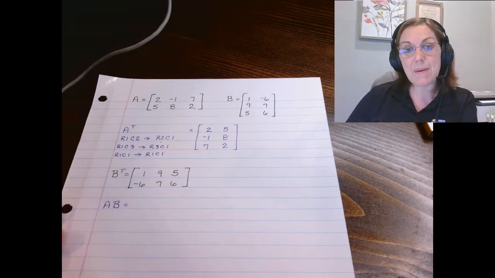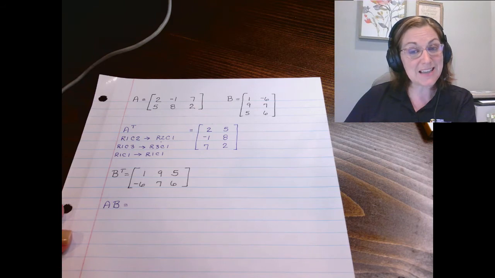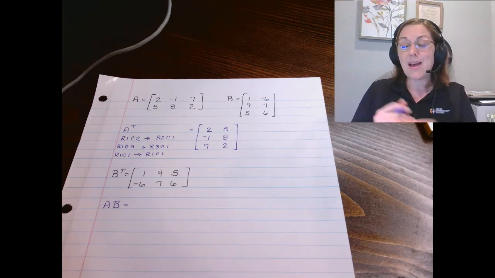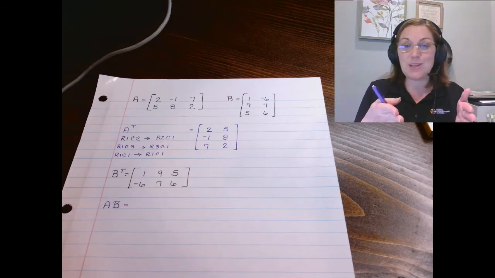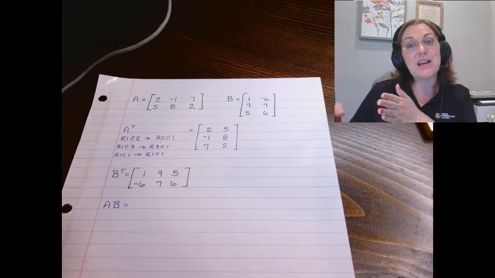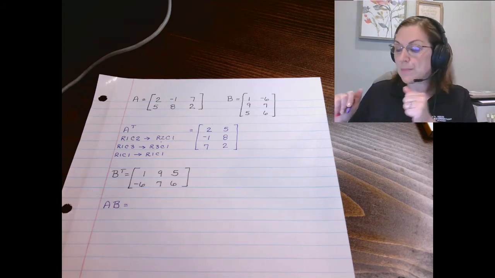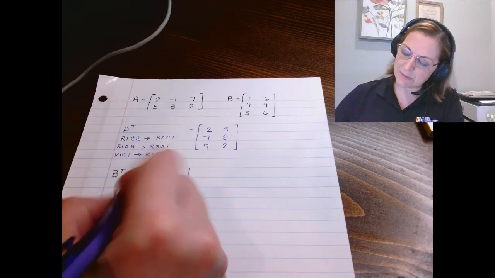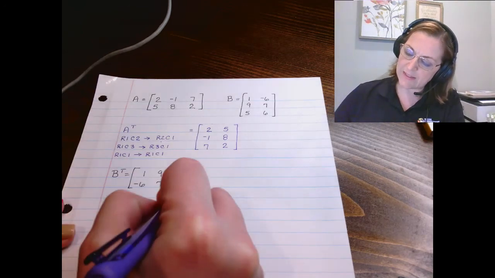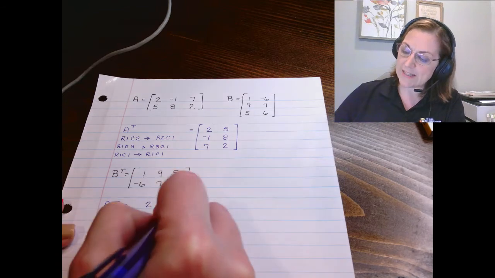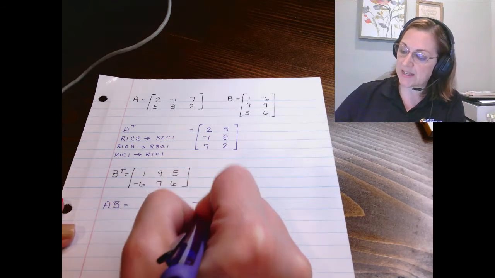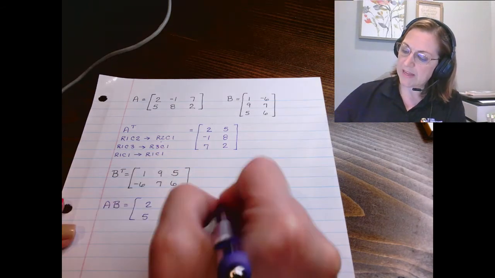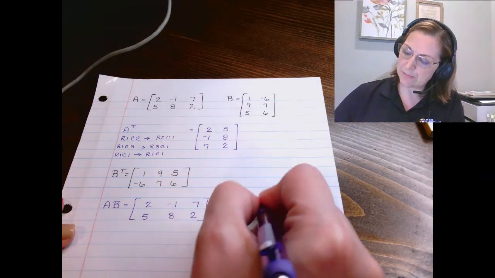Something you must know about matrix multiplication is that it's not commutative. That simply means that when you multiply A times B, you're not going to get the same thing as B times A. You're going to get a different answer. So the order matters. When we do A times B, I like to go ahead and write them, the matrices, because again, that order matters.